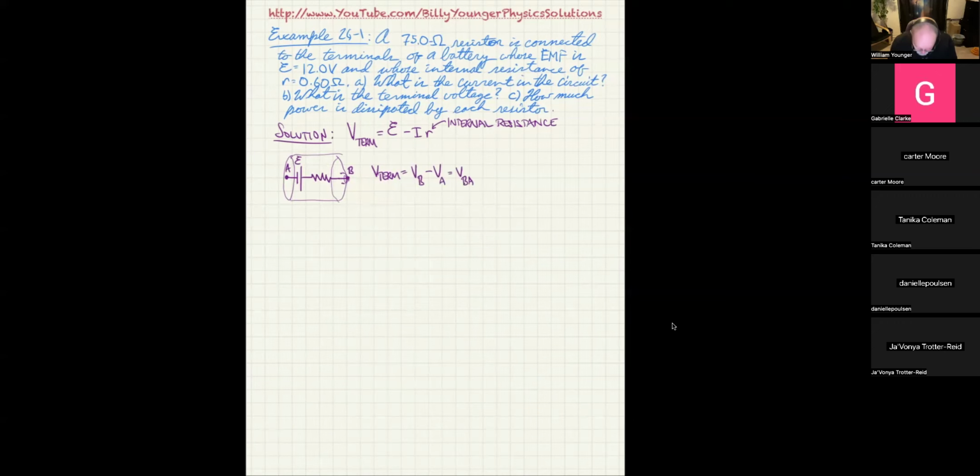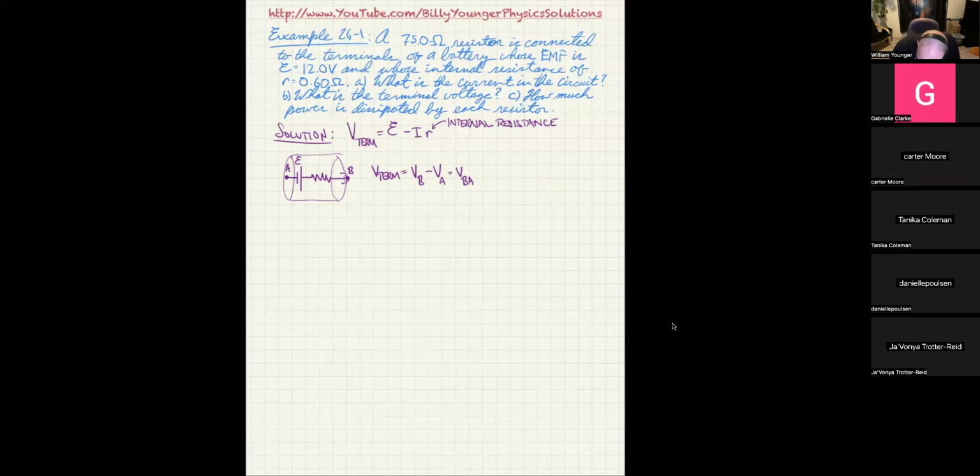on voltage. So with this one, what we say is we've got a 75 ohm resistor connected to the terminals of a battery. We're supposed to, whose EMF is 12 volts and whose internal resistance is 0.60 ohms. And A, we want to know what is the current in the circuit, and B, what is the terminal voltage, and C, how much power is dissipated by each resistor.